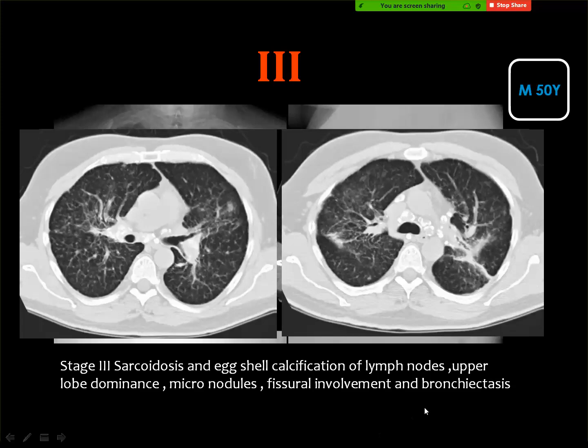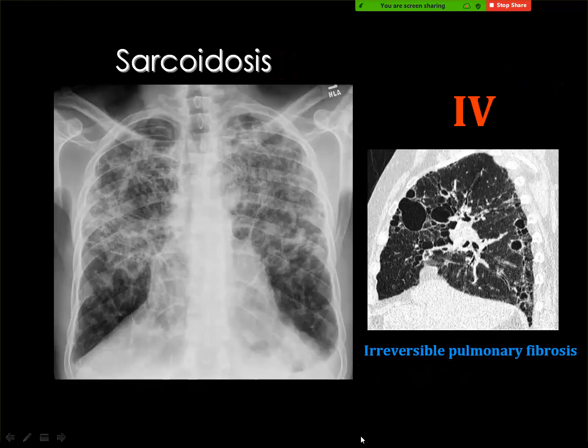And this is the lung changes. You see the reticular opacities and some nodules in the lymphatic distribution. The lymph nodes are calcified, and they are not clearly apparent in the plain film. And stage 4 sarcoid is lung fibrosis with the full-blown picture of fibrosis, the presence of honeycombing, the presence of traction bronchiectasis, and so on.